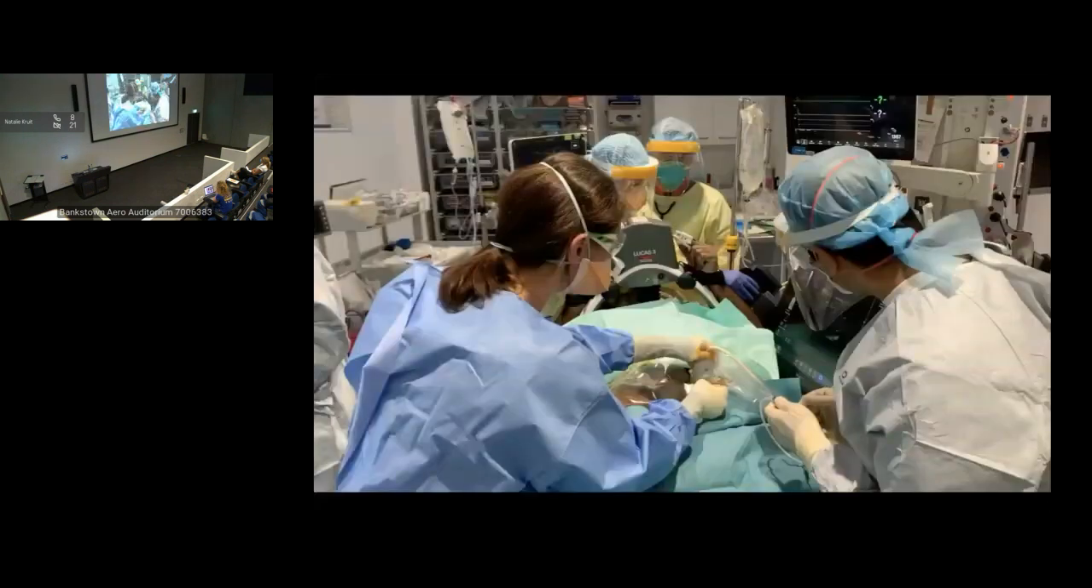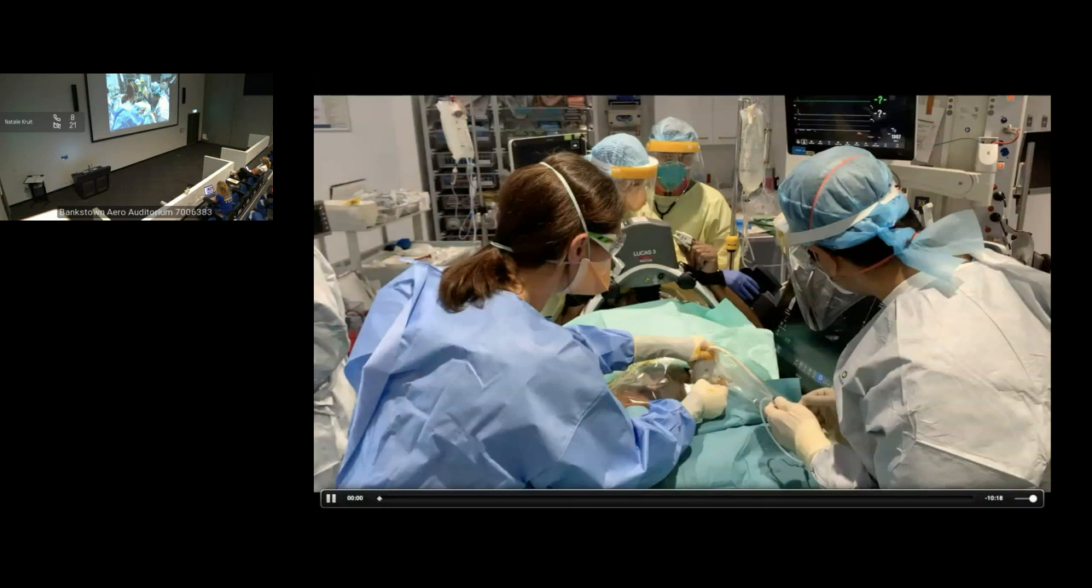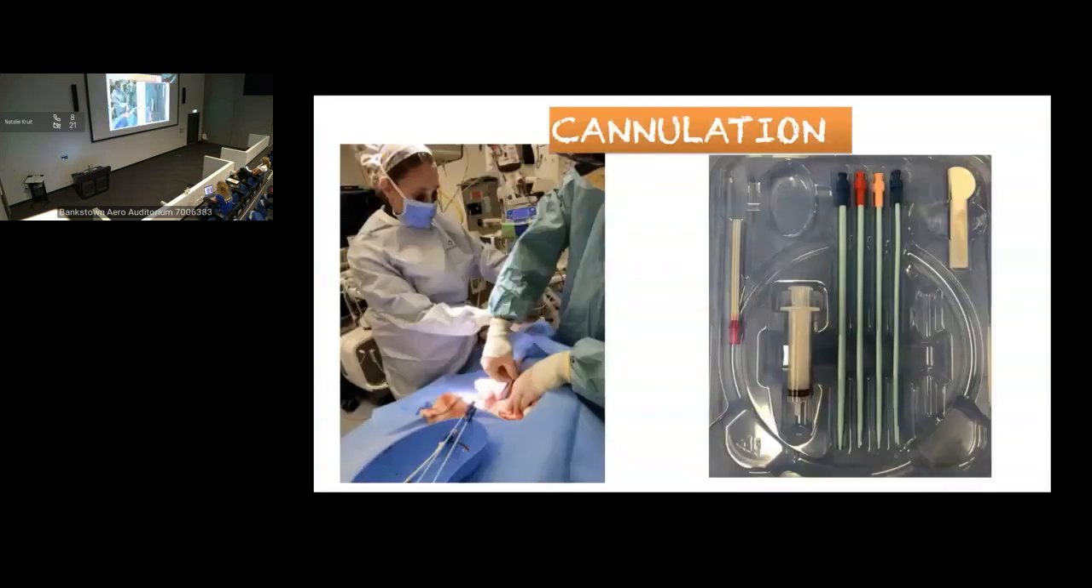Sorry, guys. And we tend to dilate with the dilators that you can see on the screen. So we dilate up one size at a time, eventually dilating up to the size of the cannula that you're inserting.